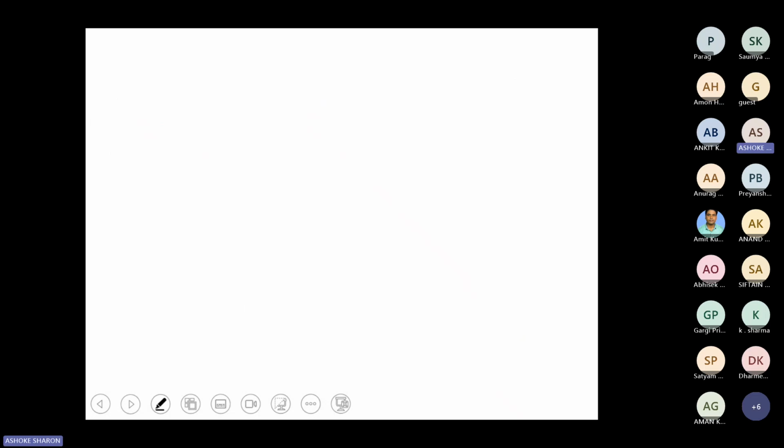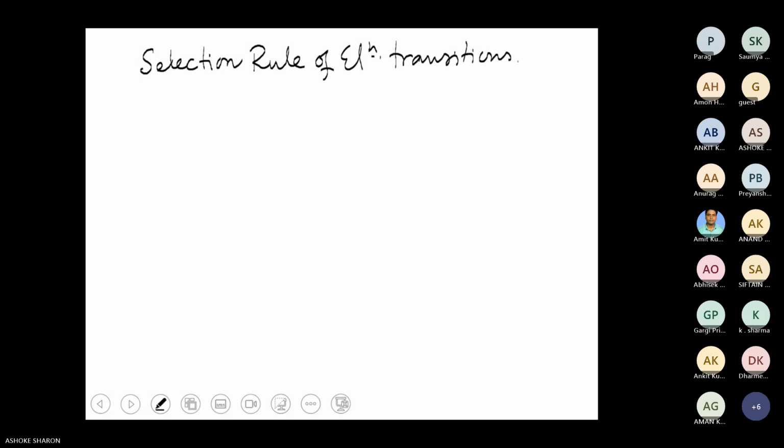Okay. So our next topic is the selection rule for electronic transitions. Selection rules for the electronic transitions.